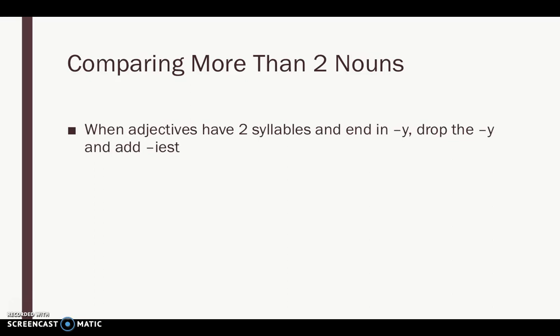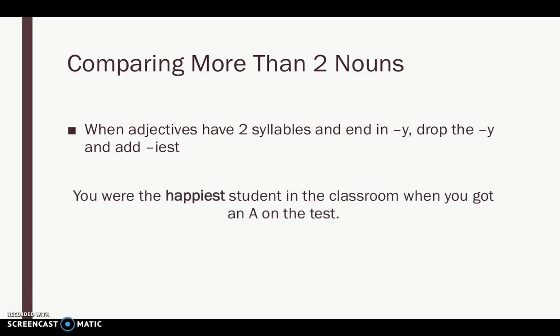When adjectives have 2 syllables and end in y, drop the y and add iest. That's like what we did with adding ier, but this is when there's more than 2 nouns. So you were the happiest student in the classroom when you got an A on the test. The noun the adjective is describing is student. Out of all the students in the classroom, you were the happiest. Happy is 2 syllables. It ends in y. So happy becomes happiest.